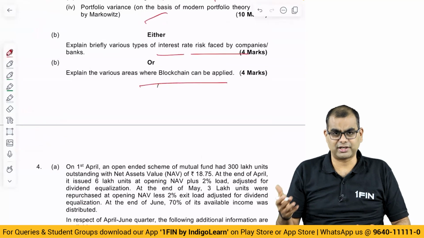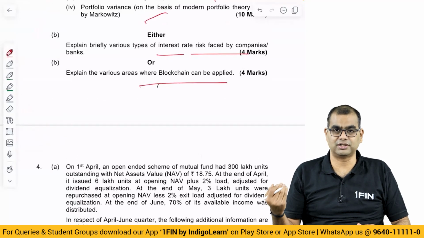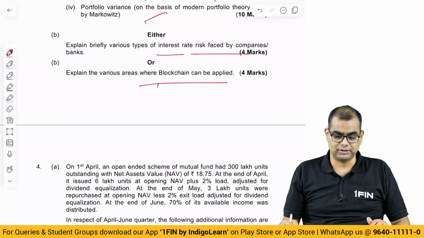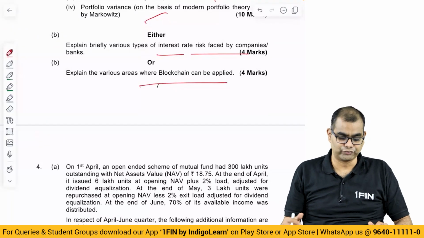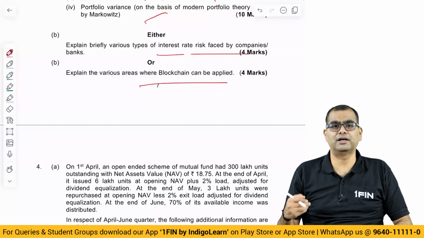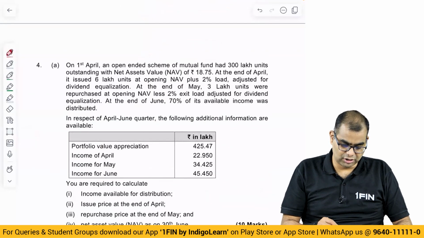Where all can it be applied? It can be applied in blockchain technology, not only for currencies but also in e-governance, tokenization, real estate, then smart contracts, a variety of those, right? Then, on an open-ended scheme of mutual fund at 300 lakh units.